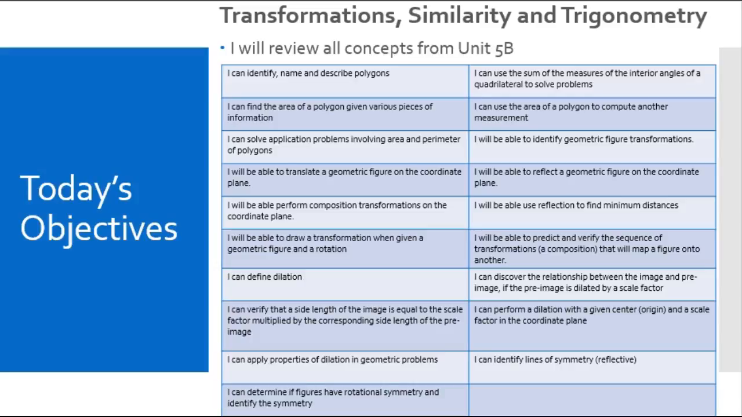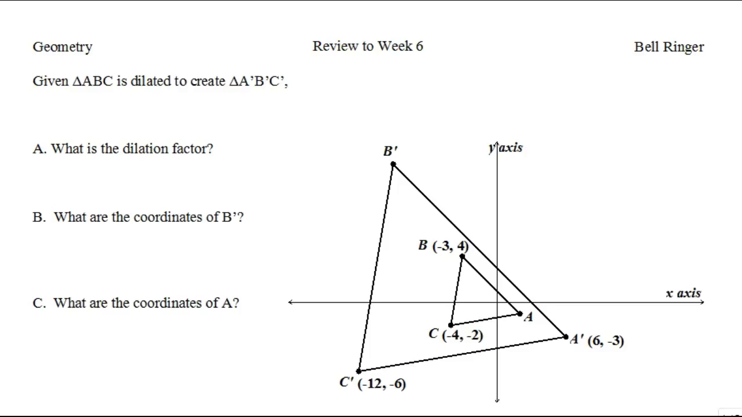Today, we're going to review the concepts from Unit 5B. Specifically, we're going to focus on our transformations. Let's take a look at the bell ringer.